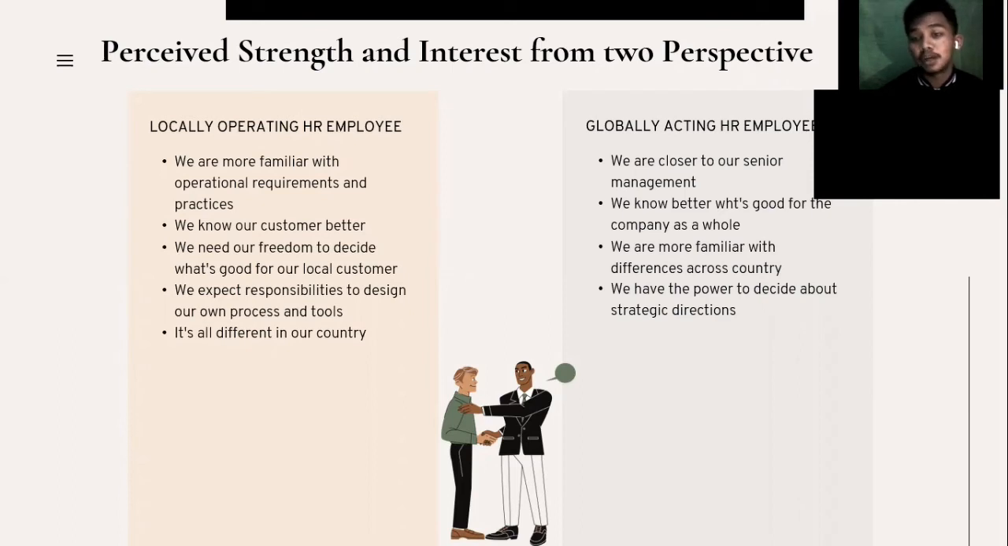The second one is we are closer to our senior. We know better what's good for the company as a whole. We are more familiar with the differences across countries, and then we have the power to decide about strategic direction.